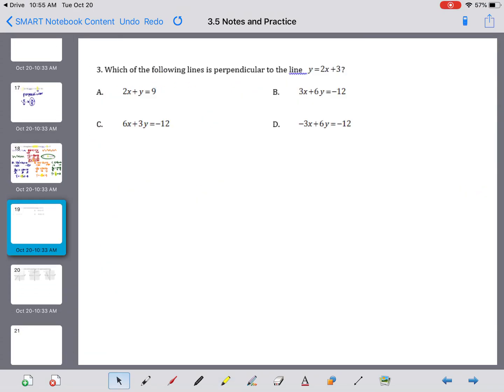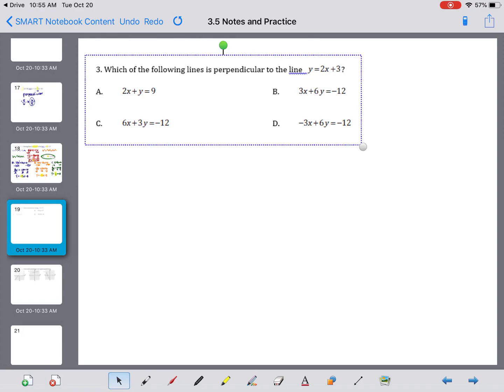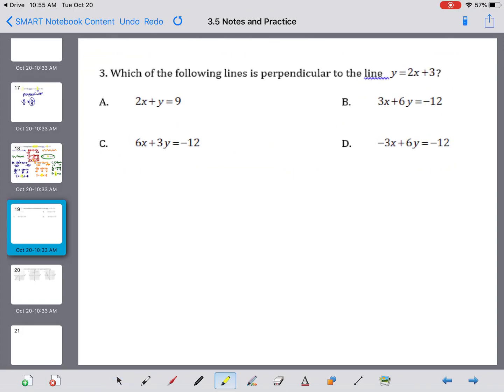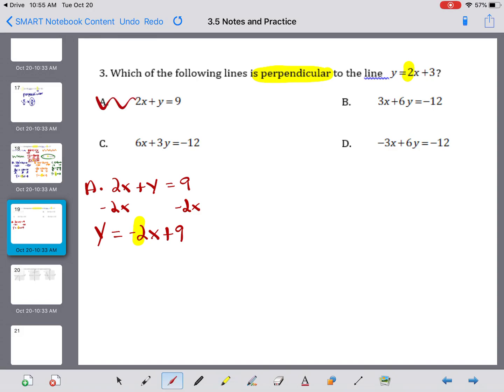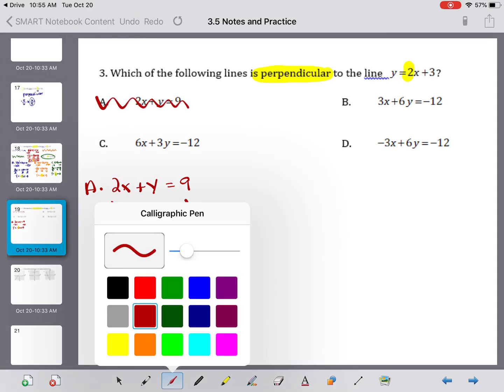So similar kind of thing with problem number 3. But this time we're going to determine if the lines are perpendicular. So again, we're going to go through and solve each one for y. So we'll start with A. Okay, move the 2x over. So that y is equal to negative 2x plus 9. They're opposites, but they're not opposite reciprocals. So it's not A.